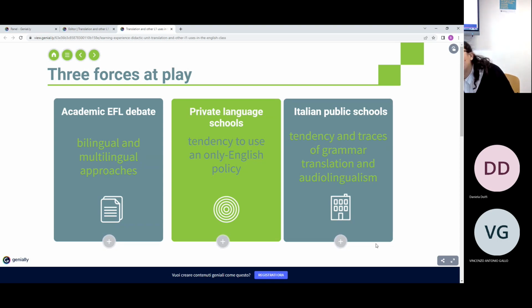Okay, and then I think we should also talk about the Italian public schools, which are no exception. As in other parts of the world, there are traces, I could say, of grammar translation methods, so presenting grammar in a certain way, and audiolingualism.